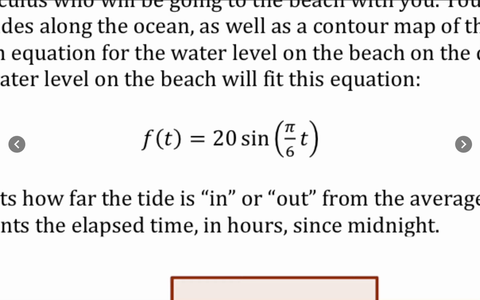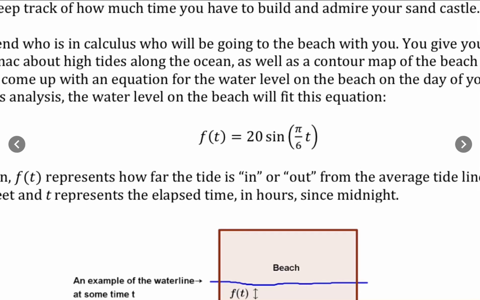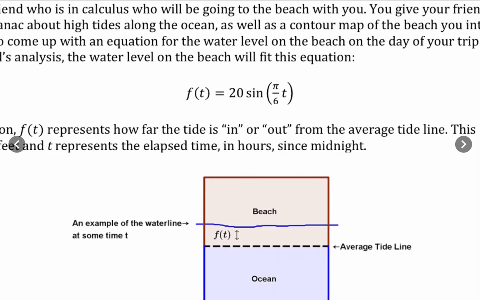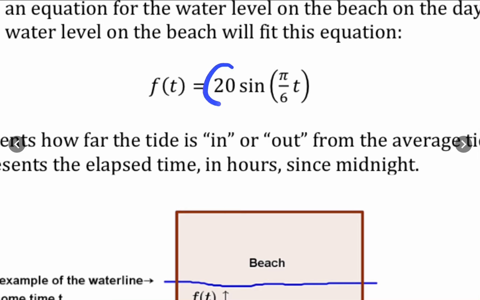F of t, which represents the distance, how far in or out the tide is, equals 20 sine pi over 6t, where t is hours since midnight. Let's just kind of clarify part of this equation first. This 20 is the amplitude.